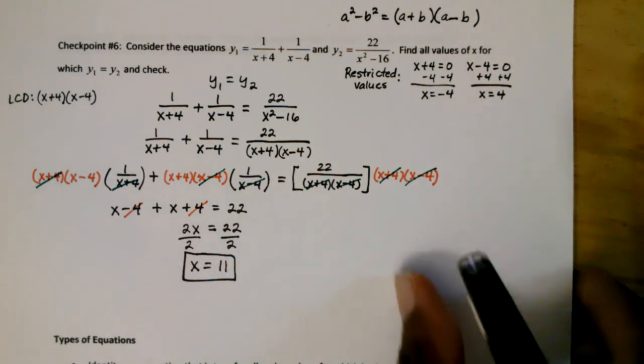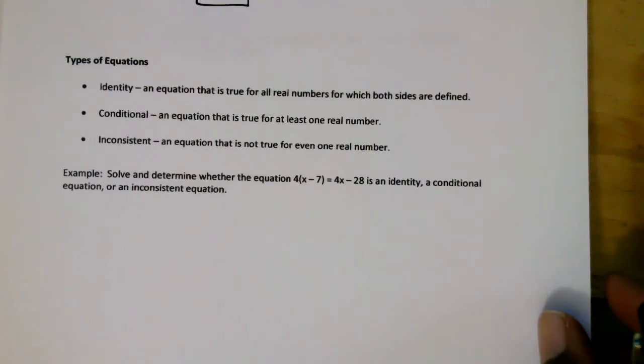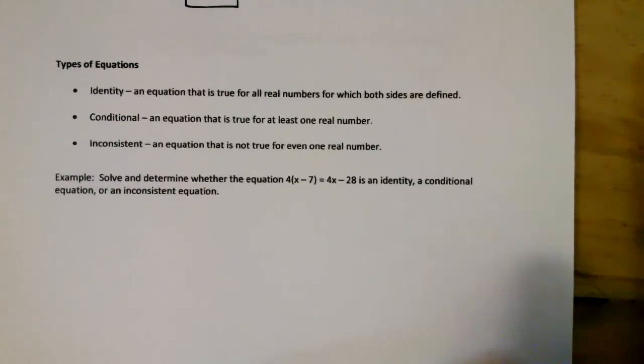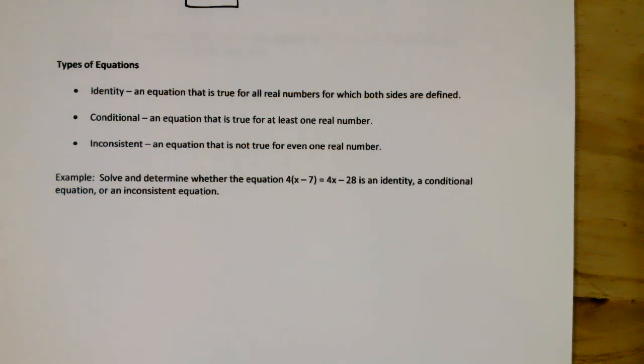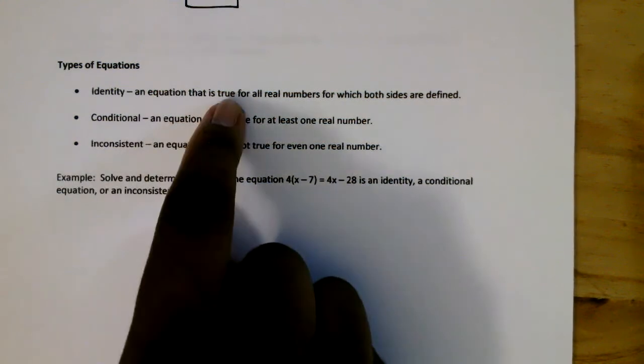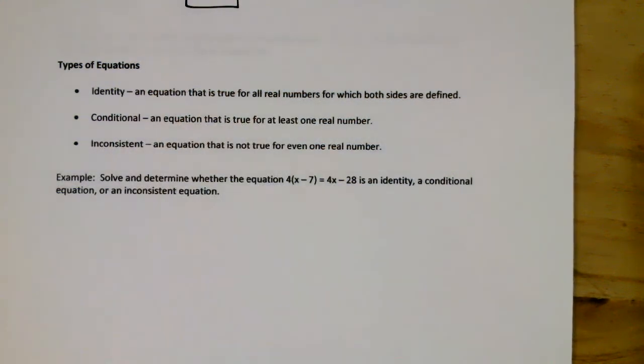Okay. Last thing we'll look at in this video is the types of equations. And there are 3 types. One is the identity, and that is an equation that is true for all real numbers for which both sides are defined. So when you get an identity, that means your equation is going to be true for every real number.